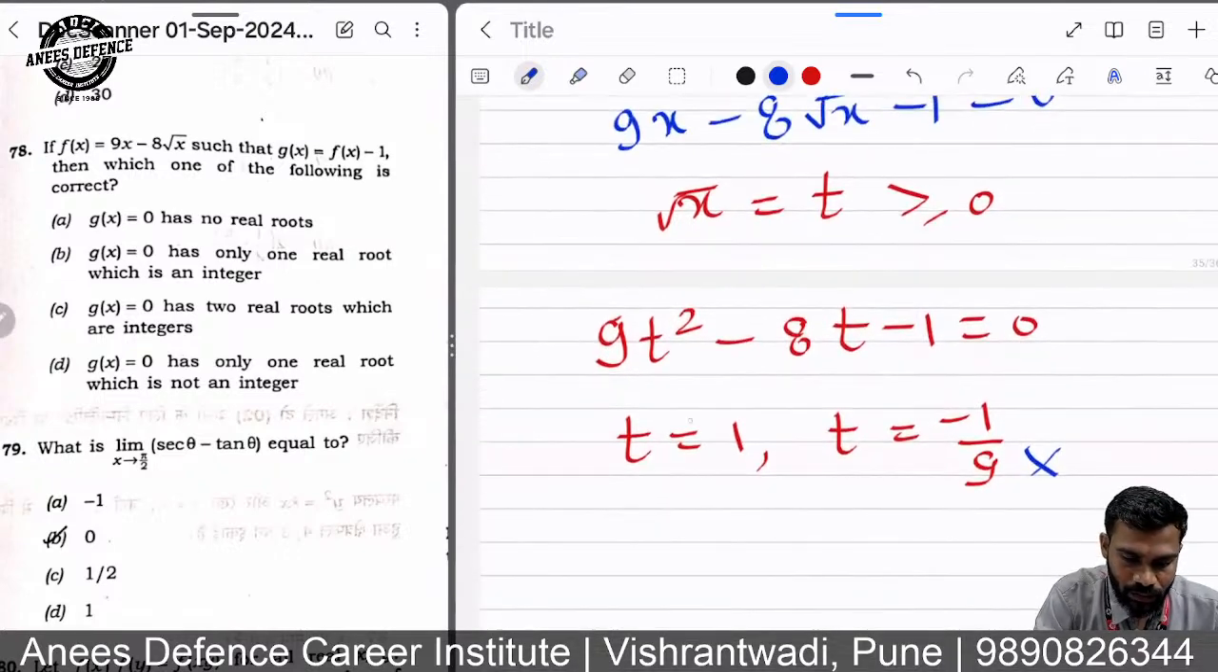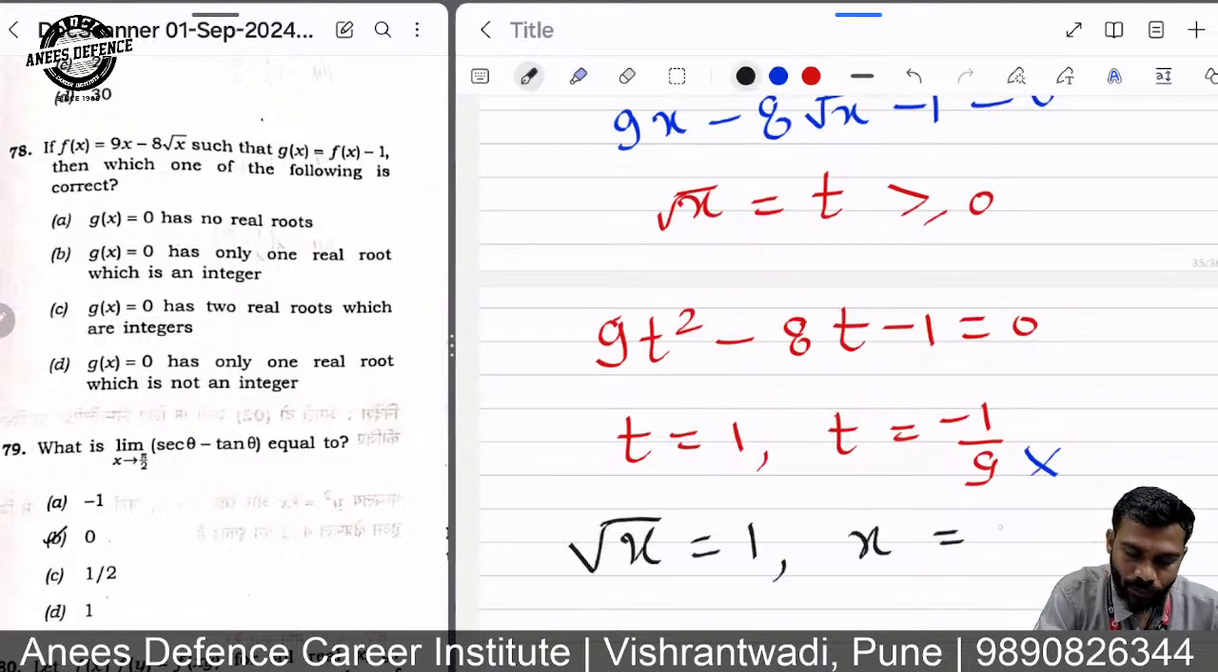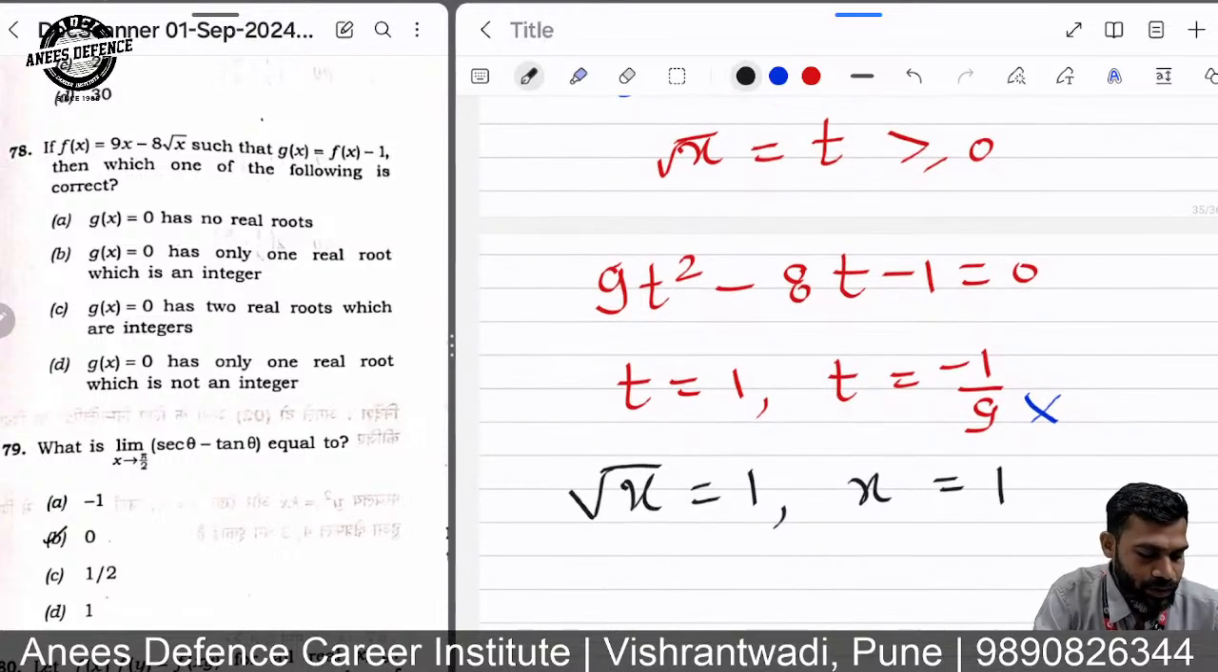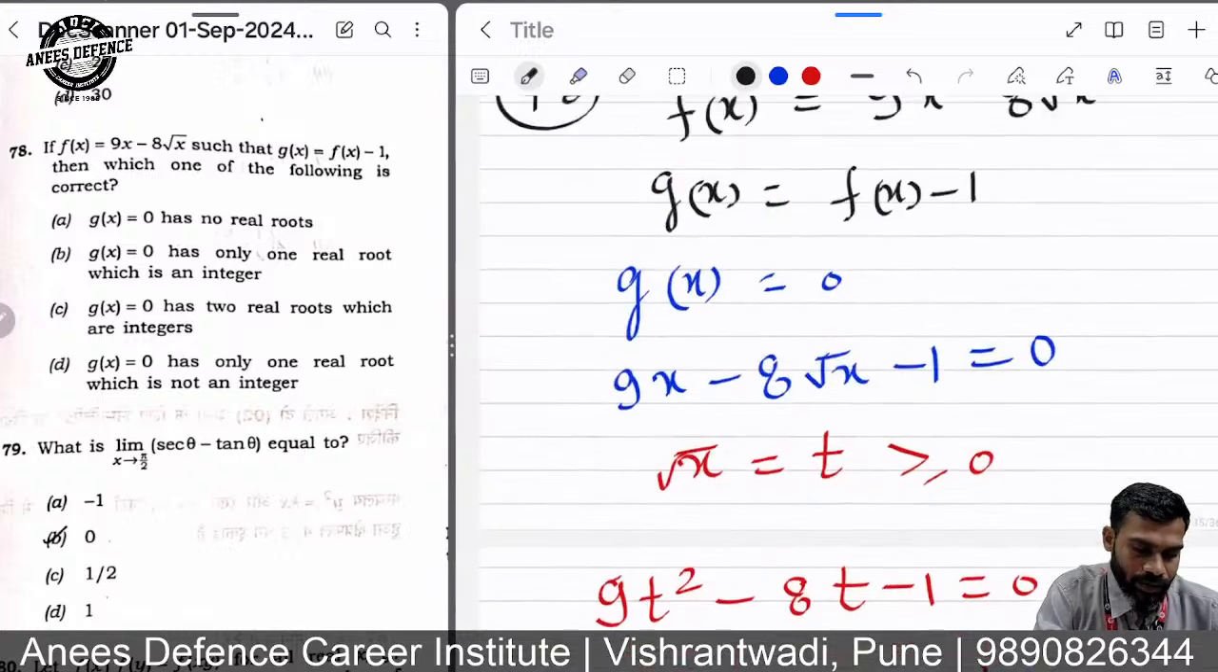So what is t? Root x. So root x is equal to 1, so x is equal to 1. So g of x has no real roots: the first option is incorrect. g of x is equal to 0 has only one real root, which is an integer. Of course, it is the right answer. Okay, so option B is the right answer for this.